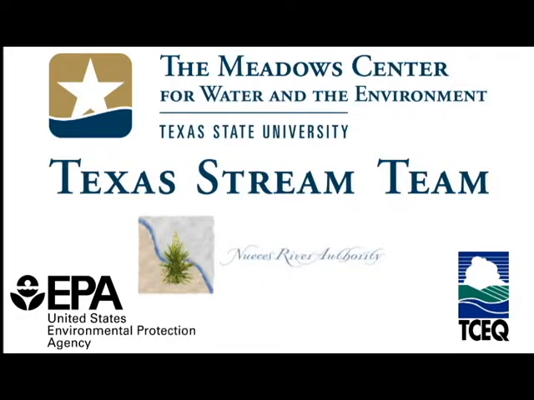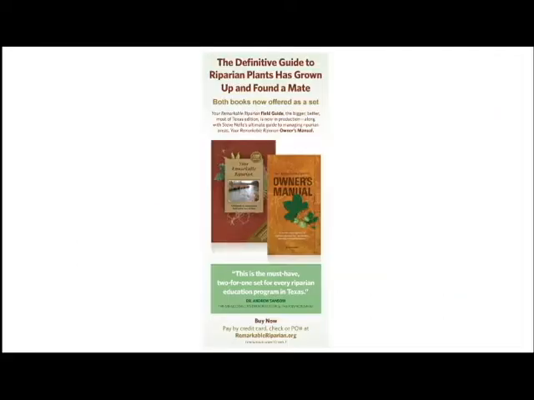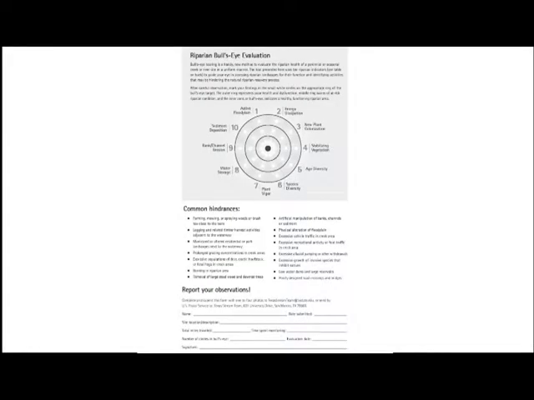Texas Stream Team at the Meadow Center for Water and the Environment at Texas State University has partnered with the Nueces River Authority to train citizen scientists to evaluate riparian health along streams and rivers. The remarkable Riparian Field Guide provides the bullseye evaluation tool as a way to evaluate riparian areas for their function and to identify activities that may be hindering the natural riparian recovery process.